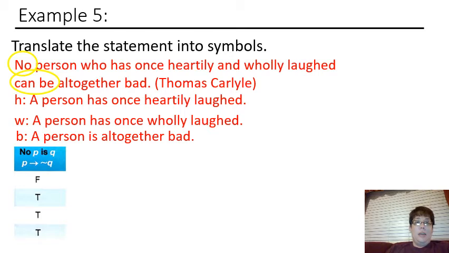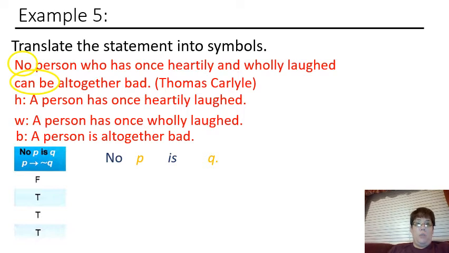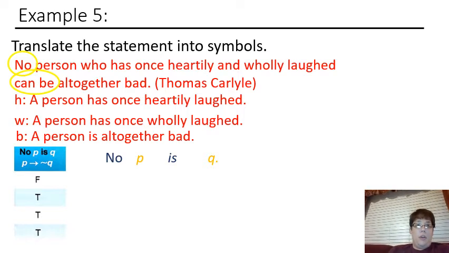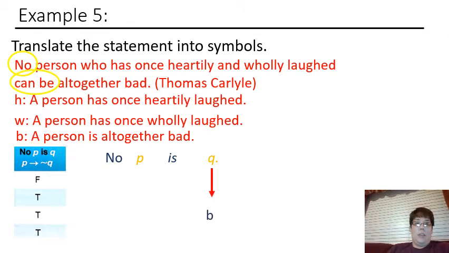And here's the thing. We have no P is Q. Well, the Q is the final thing. And so in this statement, the final thing is altogether bad. So Q is always a little bit easier for me to pick out. So I go ahead and name Q. Q in this case is going to be B. So I'm going to go ahead and say Q, you're assigned to B.